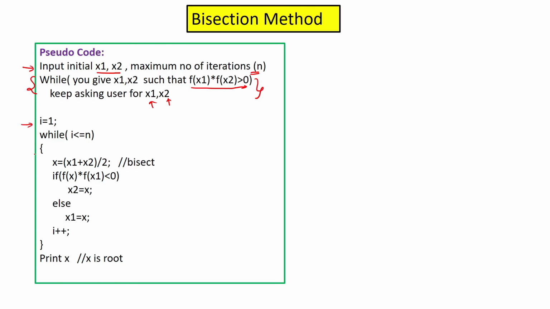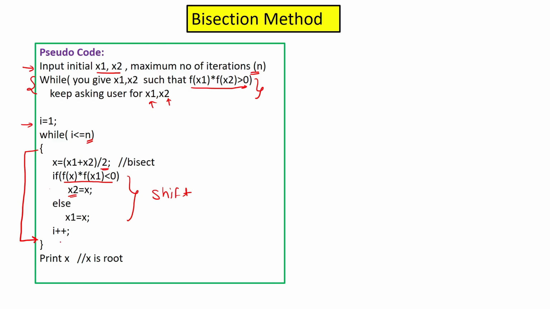Now you just have to do this looping. That means you have to run a loop from i equal to 1 to the maximum number of iterations. And you have to repeat just these steps again and again. So you find the value of this x using this formula as we discussed. And after that, we have to shift x1 or x2. So if this condition is satisfied, as we discussed, you have to change x2. And if this condition is satisfied, you have to change x1. So after changing either x1 or x2, you say i plus plus so that you move to the next iteration.